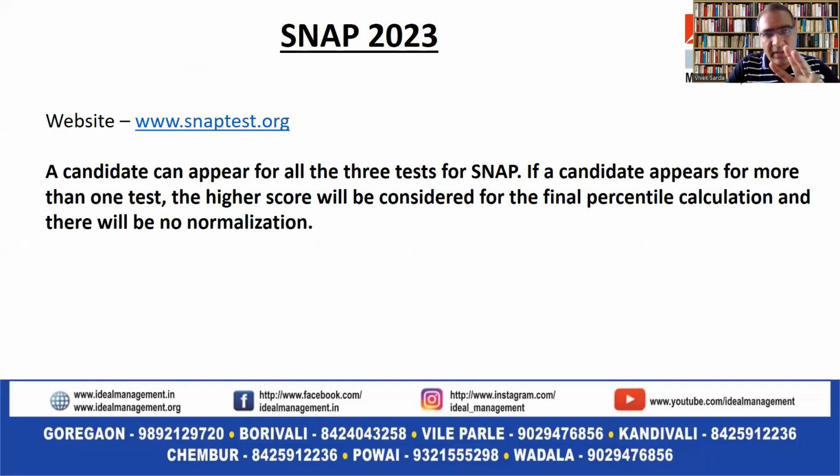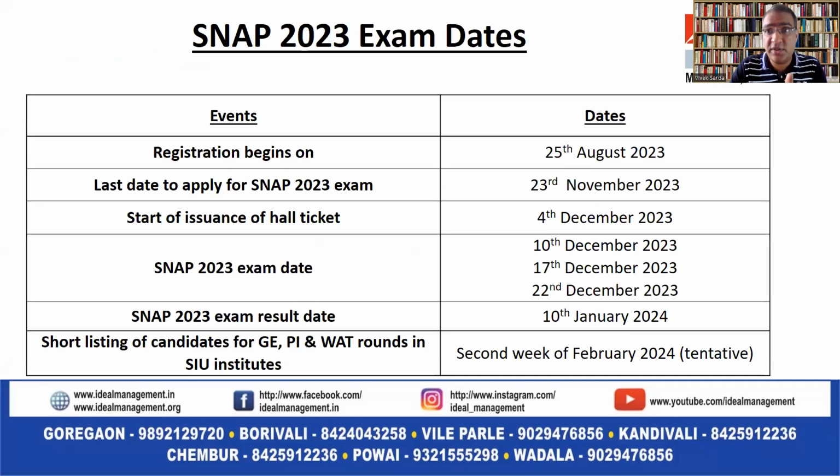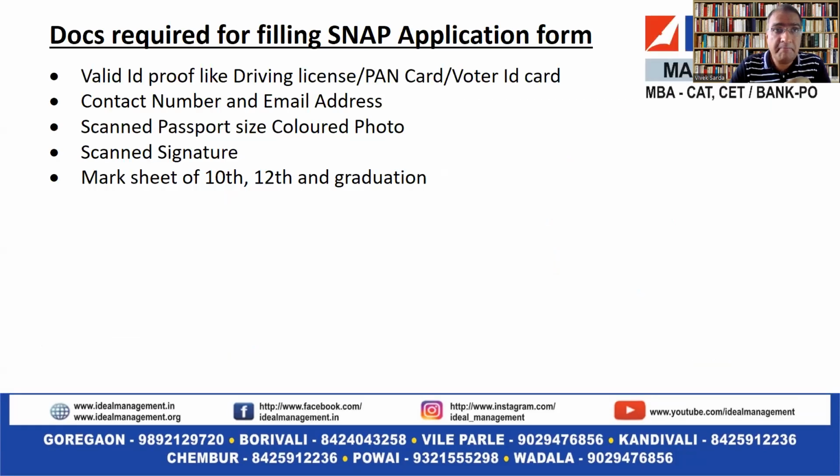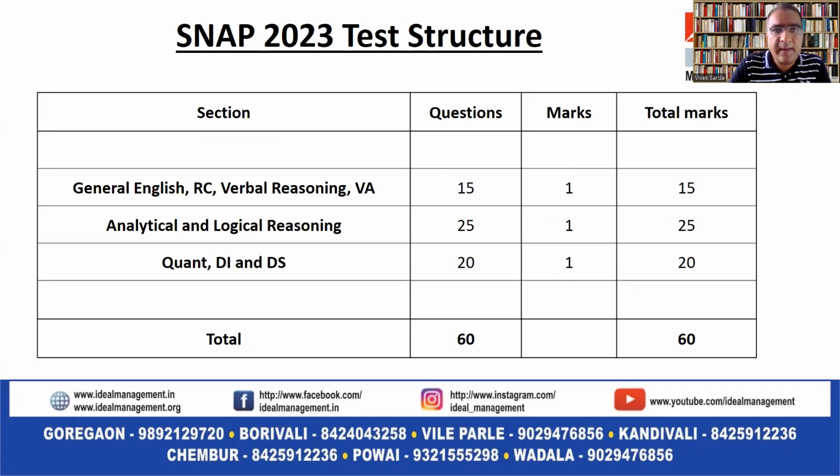Now point 1, you can appear for all the 3 attempts, and the best of the 3 attempts will automatically be considered, and there is no normalization process. All dates are mentioned here. Please don't wait for the last date to fill the form. Fill it as soon as possible. The documents which are required: ID proof अभी नहीं चाहिए पर बाद में चाहिएगा, but your passport size colored photo definitely चाहिए. They haven't written what format, just like CAT, तो आप जिस फॉर्मेट में लेना आप वो ले लो, ठीक है.